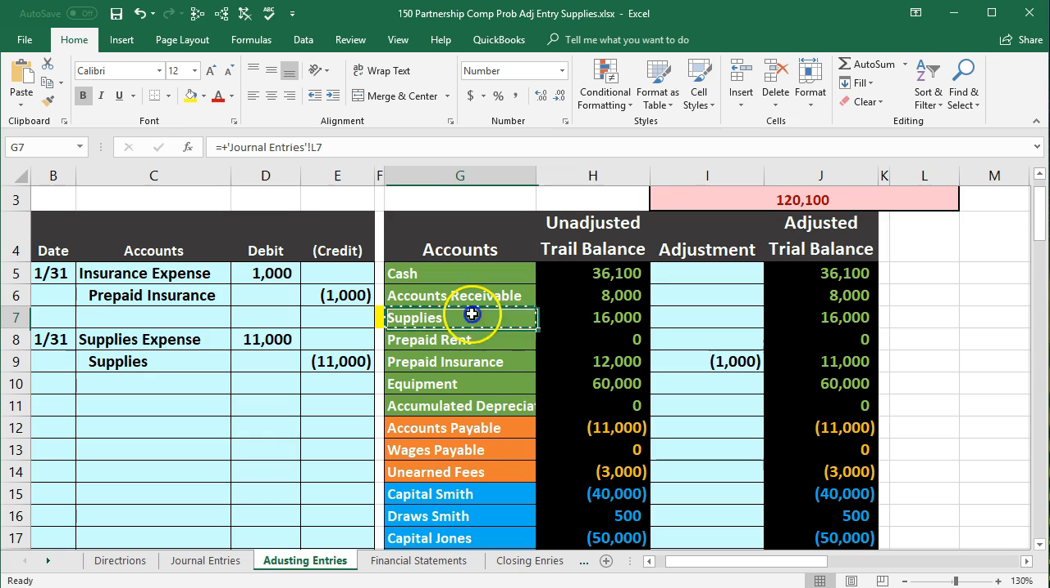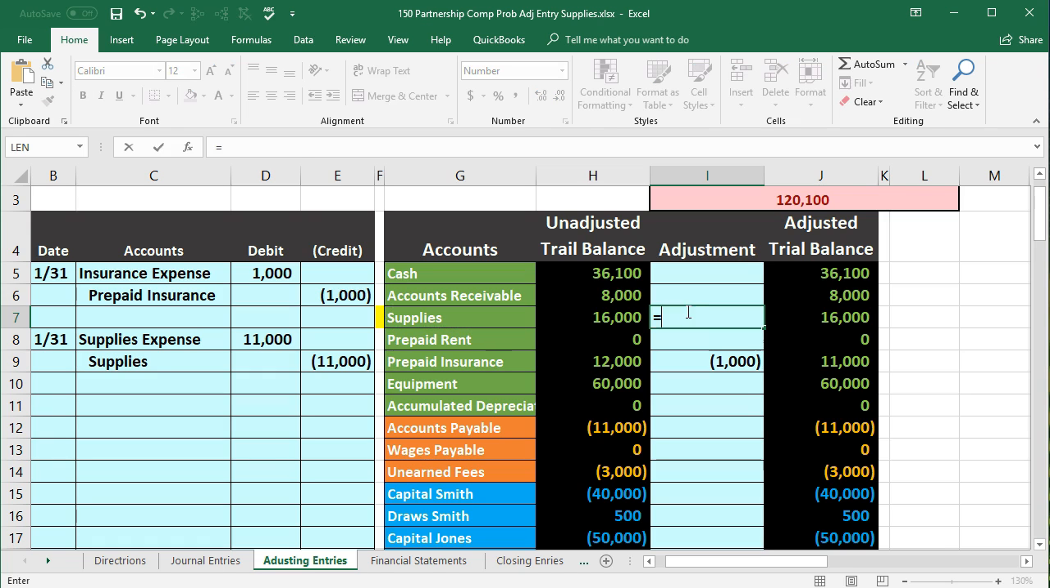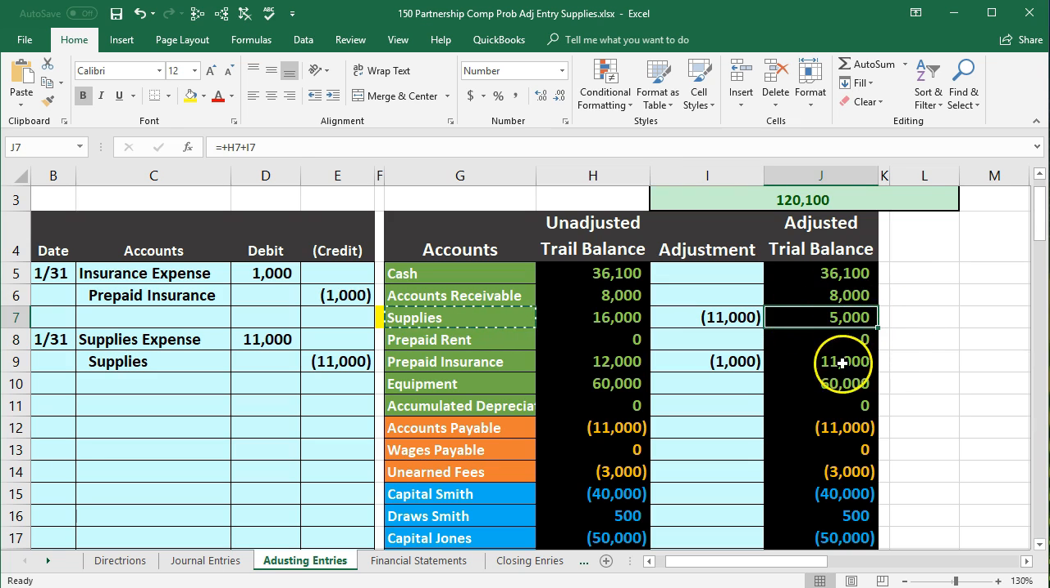Okay, so now we're going to go to this side. We're going to be posting this supplies to the asset account in I7 equals this 11,000, and that's going to bring the 16,000 down by 11,000 to 5,000. Remember, that's kind of our check figure. That's what we expected to happen. That's the physical count. That's what we wanted to be at. If that didn't go to 5,000, we'd probably have a problem.